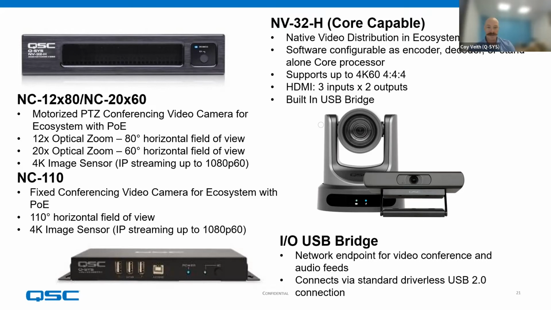So the NV32 is kind of a monster in and of itself. It does a lot. It can be a core standalone by itself. It can be a network video encoder to on-ramp sources onto a network. It can be a decoder to pull them off the network. It has USB bridging built into it. So if you're using it as an encoder, you have the ability to bring in HDMI to the system and bring in your USB all on one unit. Additionally, if it's set up as a decoder, you can still use the USB on it to on-ramp audio. So lots of cool options there.